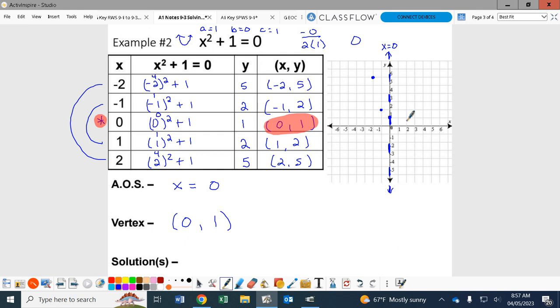The next one's going to be 1, 2. 1, 2 means go to the right 1 and up 2. And then the last one is 2, 5. To the right 2 and up 5. This one's really narrow. You'll see when you draw this one, your curve is very steep. It's going to curve up very quickly and go up like this.